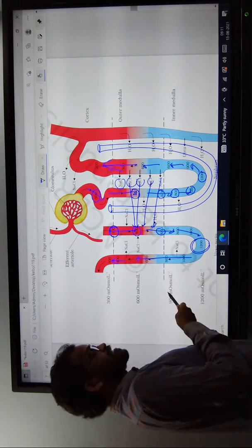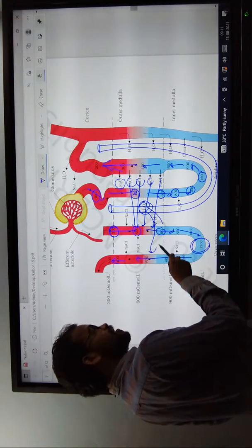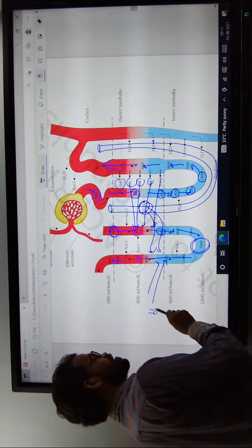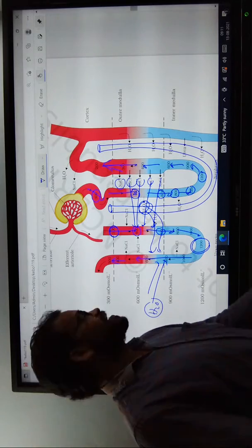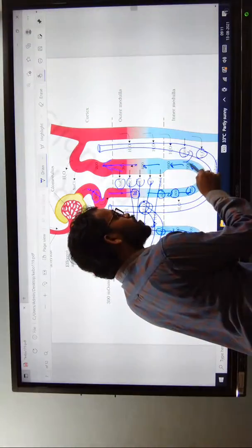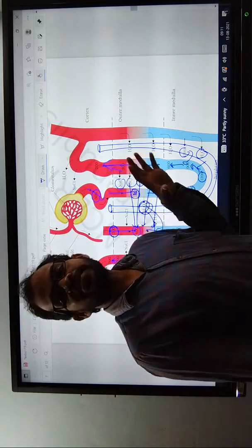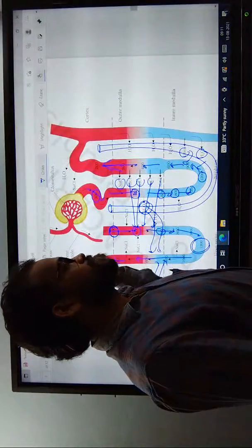Whenever the sodium concentration increases, water enters, and when the water enters, the salt concentration decreases again. On this side, along with water, some urea also helps maintain the concentration. Urea and sodium chloride maintain the salt concentration. This is the counter current mechanism. Thank you so much.